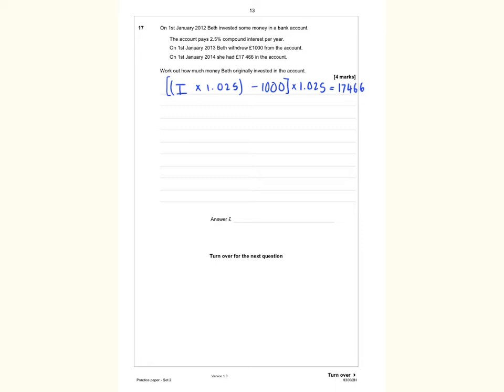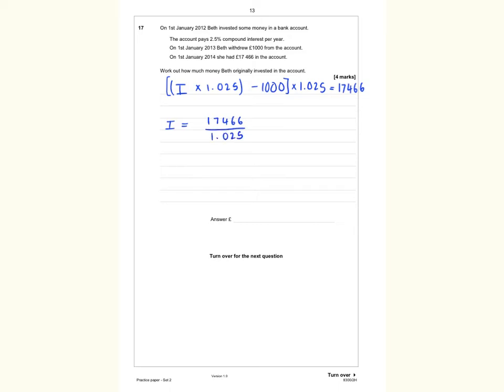So this is equal to 17,466. Now, what I have here is an equation. I have one unknown, and I just need to rearrange this equation and solve it. So I can divide by 1.025, then I can add the 1,000, and then I can divide by 1.025 again. What that would look like is, I is equal to, so it's this amount that I'm going to do it to. So I'm going to have 17,466.